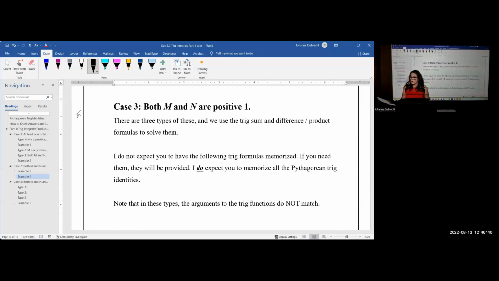So when we're looking at one like this, we want to use the trigonometry formulas for the sum and difference formulas, and also the product formulas in order to solve these. Now, in my classroom, I do not expect my students to have these memorized. I don't have them memorized. They just don't stick with me because I don't use them very often. But when I need them, I know they exist and I go and get them. That's kind of what I expect from my students.